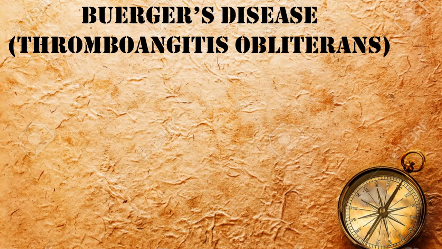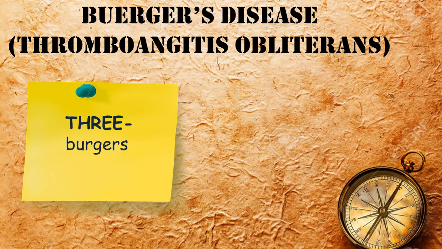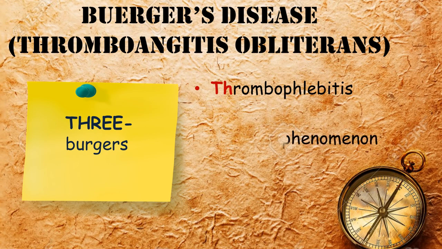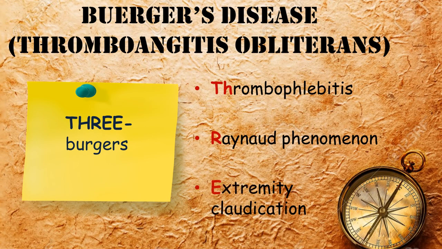Then Buerger's disease or thromboangitis obliterans, and the mnemonic is 3 burgers. We can remember like that, it is 3 burgers. So let's see, TH is for thrombophlebitis, and R is for Raynaud's phenomenon, and E is for extremity claudication. So Buerger's disease you can remember as 3 burgers.